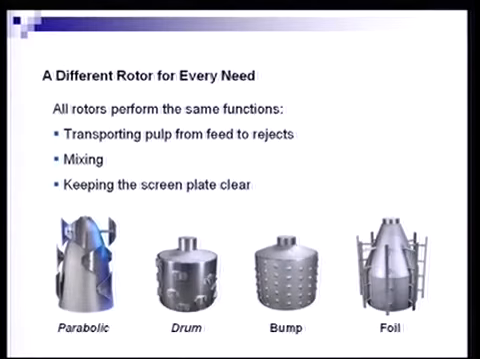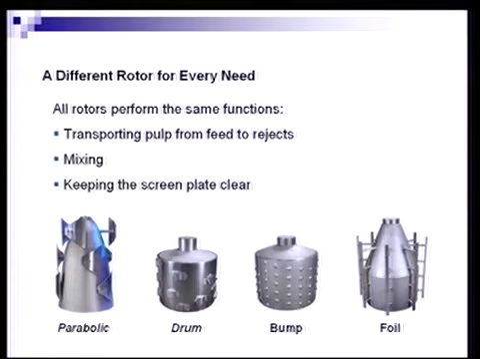So, rotors. We talked about screen plates and rotors having to work in combination with screen plates. And there are as many rotor types as you can think of. There are parabolics and drums and bump rotors and foil rotors and vaned rotors and dilution rotors. There are all kinds of rotors out there, and they're each designed for a specific purpose and a specific pulp type. But they all achieve basically 3 parameters.